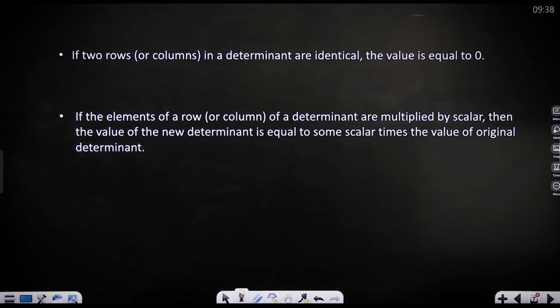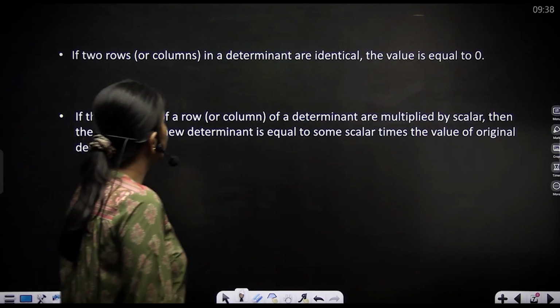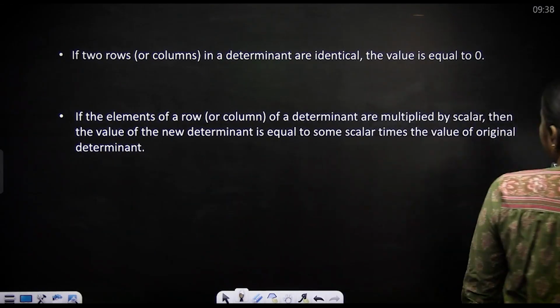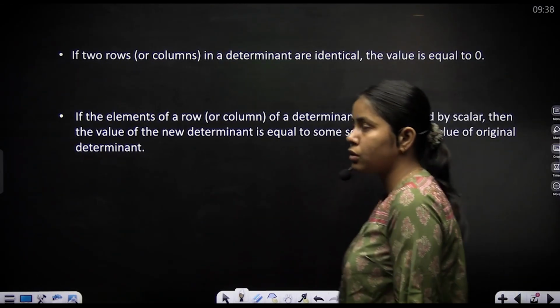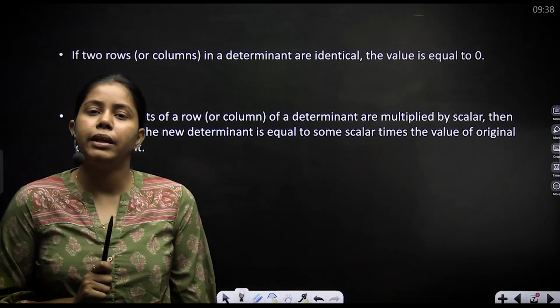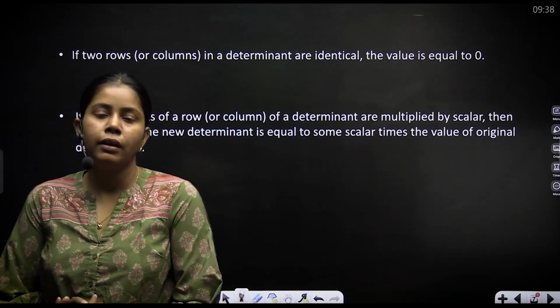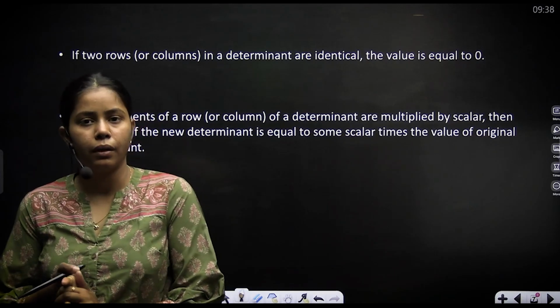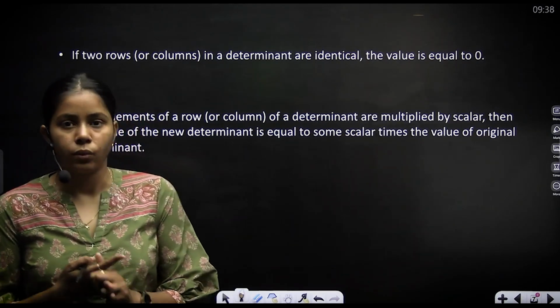Now we have this next property. If two rows in a determinant are identical, then the value is equal to 0. If any two rows or any two columns in a determinant are the same, then the determinant is 0. Why is that?